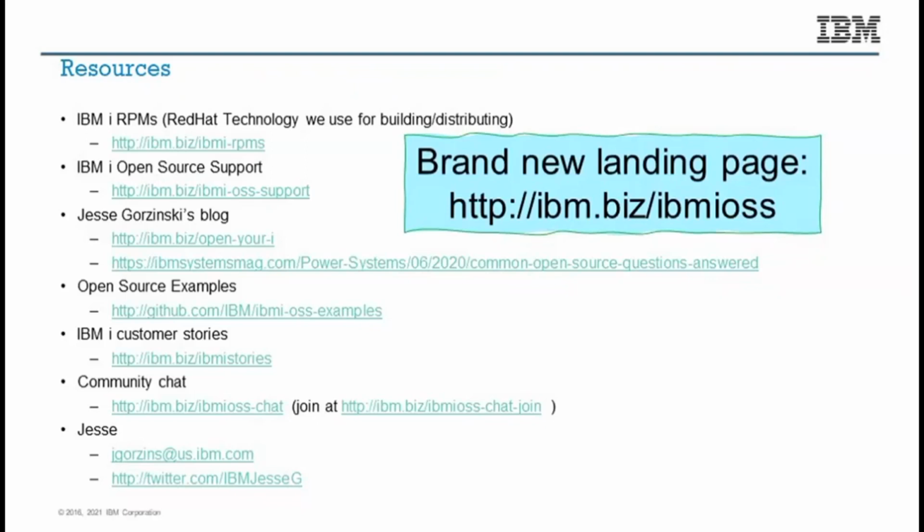Most importantly, there are links to community channels. We have the River chat that I had mentioned earlier, probably the most active. I think we're over 800 members now. Anybody doing open source on IBM i should be part of that chat.